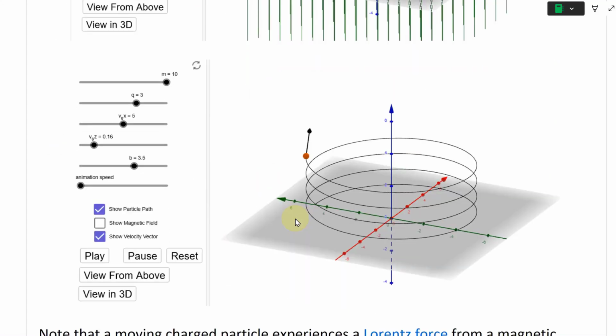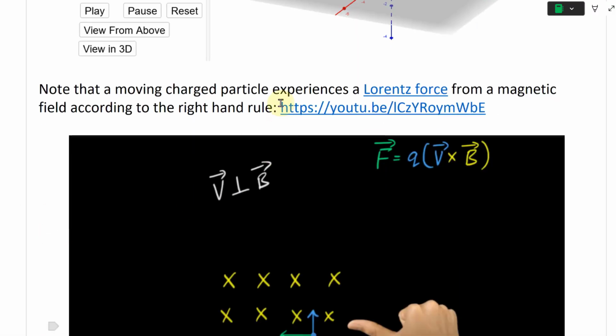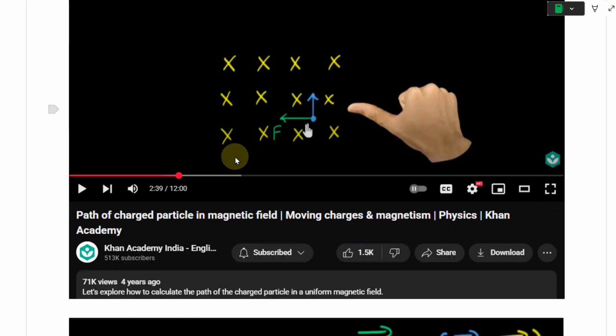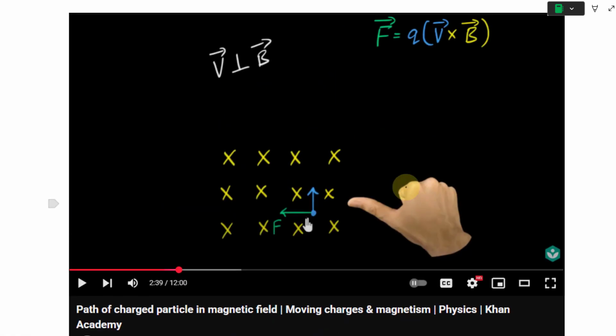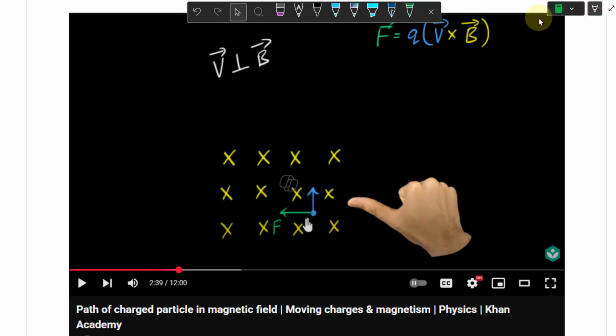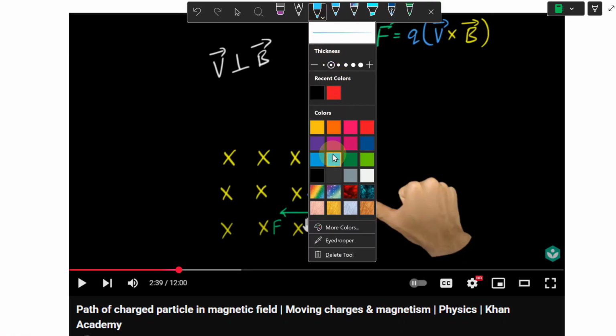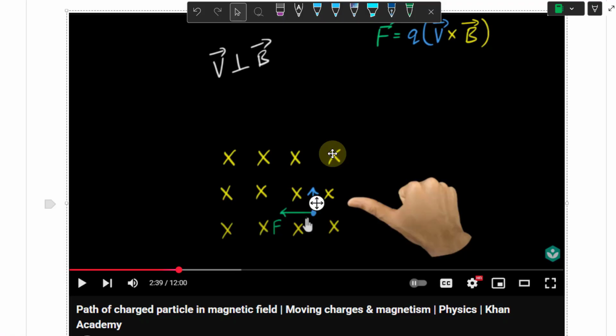Want to include that. And note that a moving charged particle experiences what's known as a Lorentz force from a magnetic field according to the right-hand rule. Here's a video on the path of a charged particle in a magnetic field, moving charges and magnetism. So this one is pointing into the page. I'll draw this with a blue. So this is going into the page.